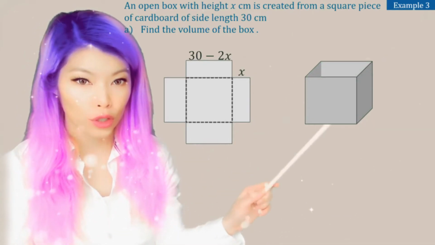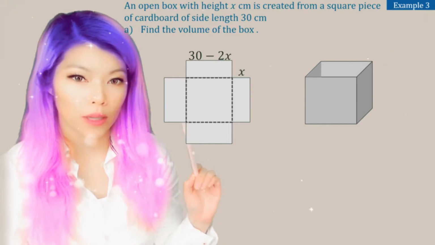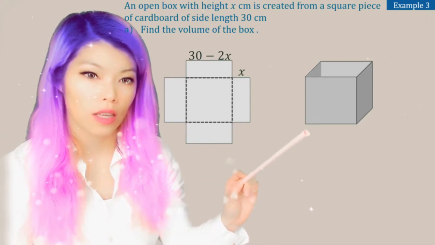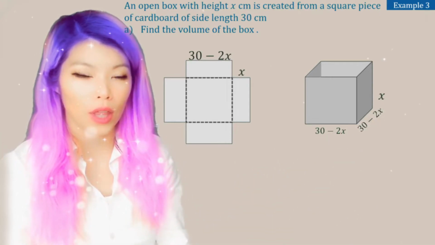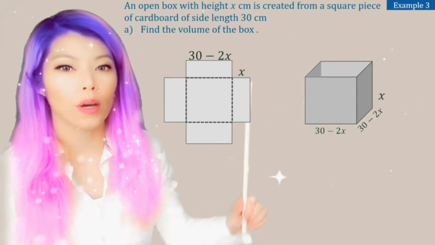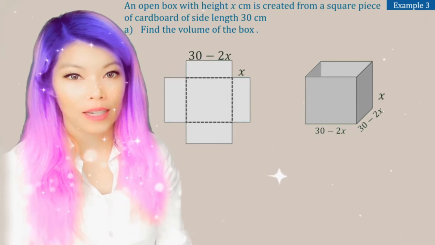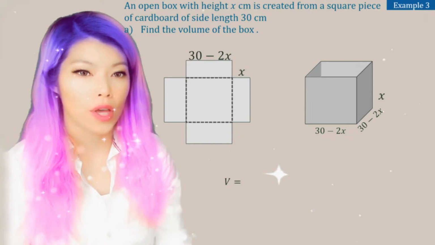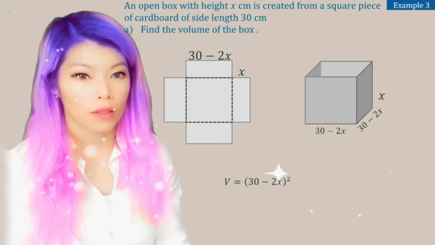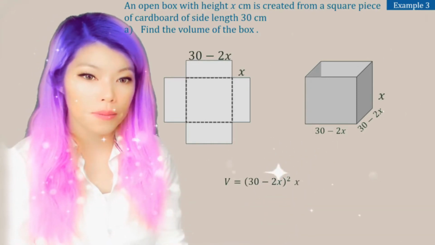Now if I was to close the sides, I would get a box. Again, it's not proportional. And the bottom of the box would be that square with the dashed line. So the side would be 30 minus 2x, and the other side would also be 30 minus 2x, and the height of the box would be x. Now it says find the volume of the box, so it's that times that times that. So 30 minus 2x times itself, so squared, times x.